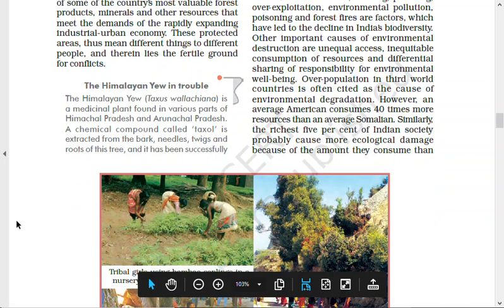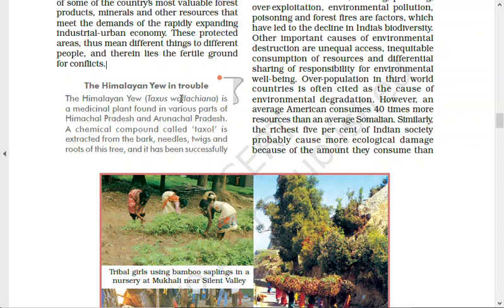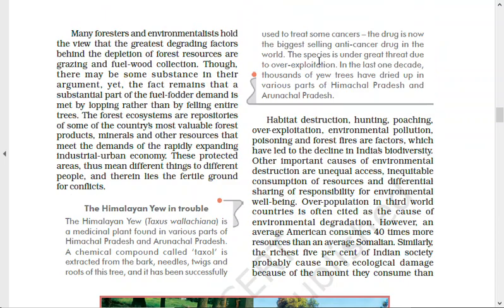Okay, next is the Himalayan yew in trouble. What is that? The Himalayan yew, that means Taxus wallichiana, is a medicinal plant found in various parts of Himachal Pradesh and Arunachal Pradesh. A chemical compound called taxol is extracted from the bark, needles, twigs and roots of this tree, and it has been successfully used to treat some cancers. Now understand this one, that plant works for cancer treatment. So the drug is now the biggest selling anti-cancer drug in the world.